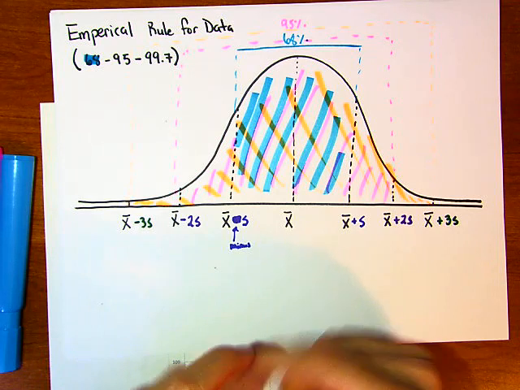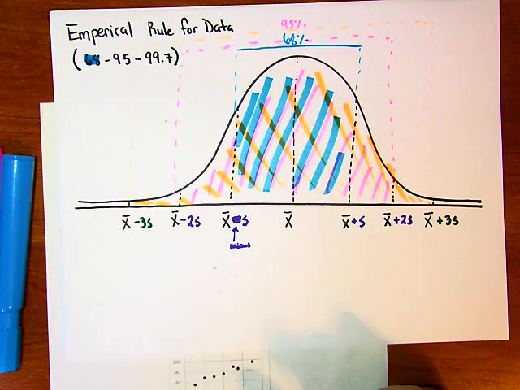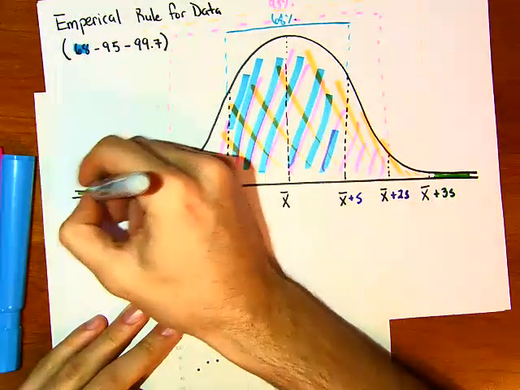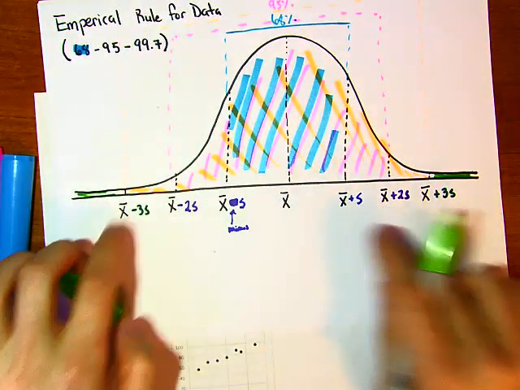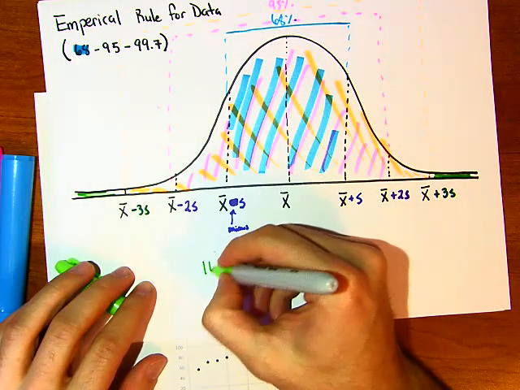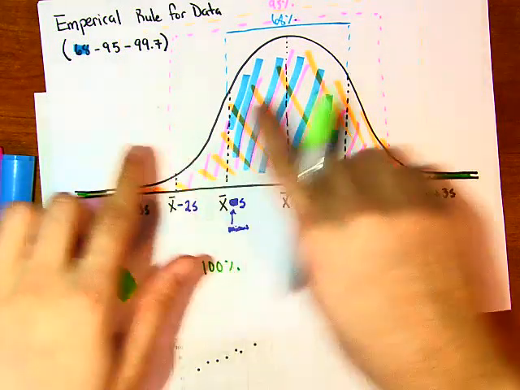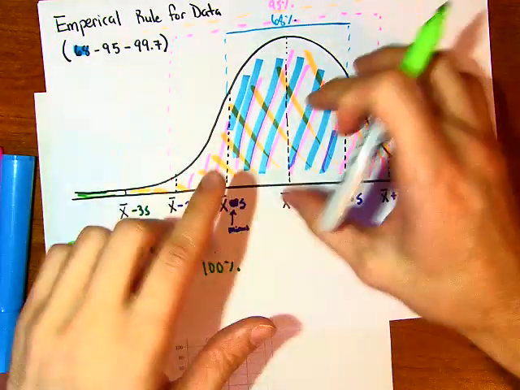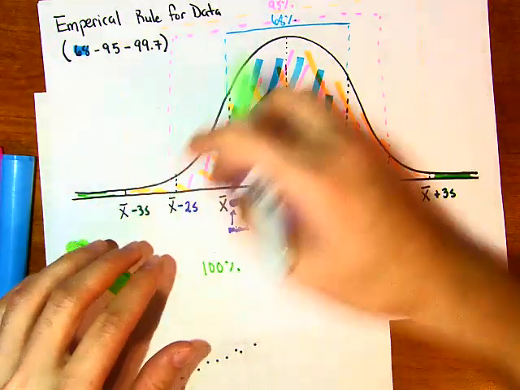And then here, how much percent of our data values do we have here? Notice that the whole thing has to be 100%, right? When you talk about all the data values you have. So the entire area of the bell curve is 1 or 100%.